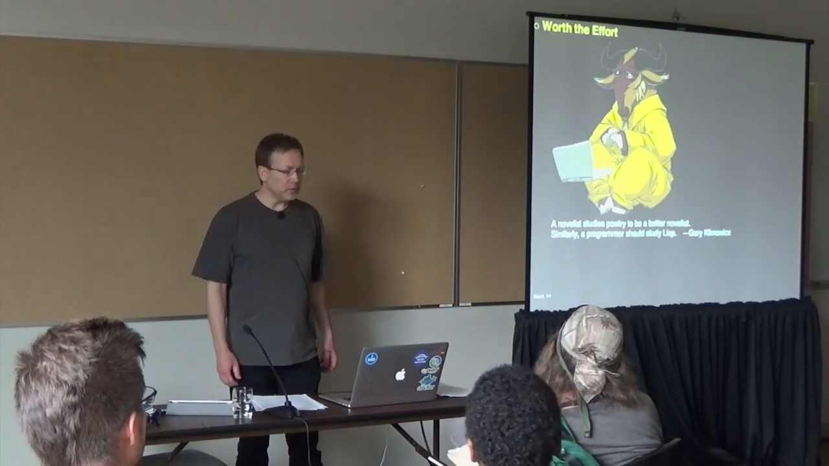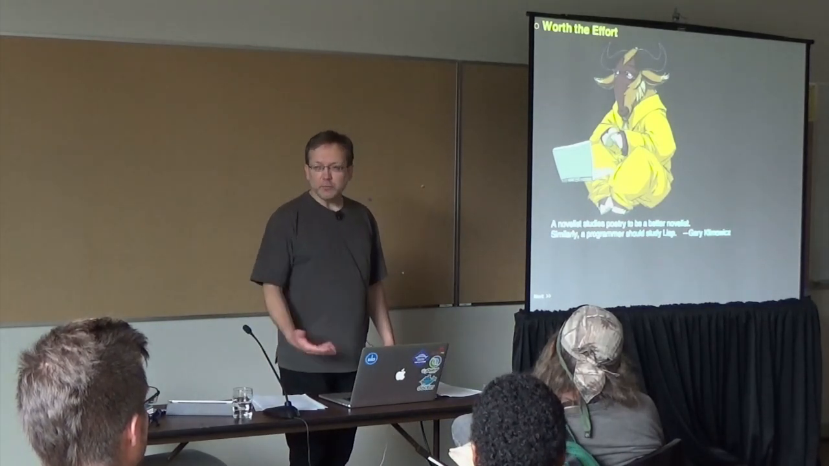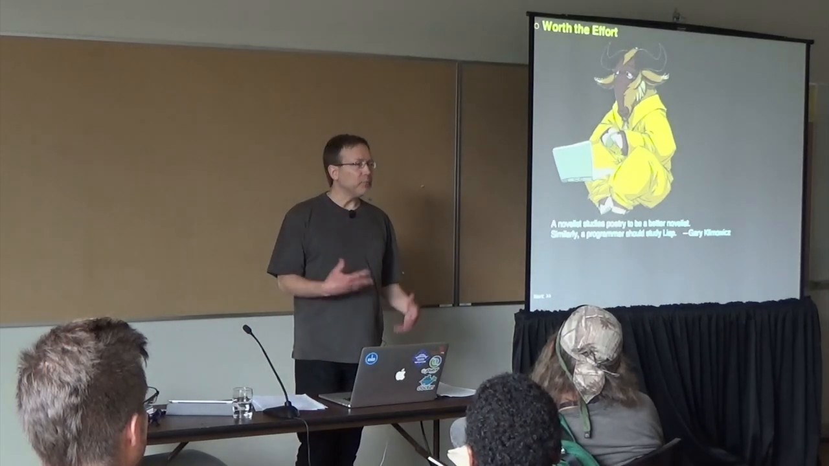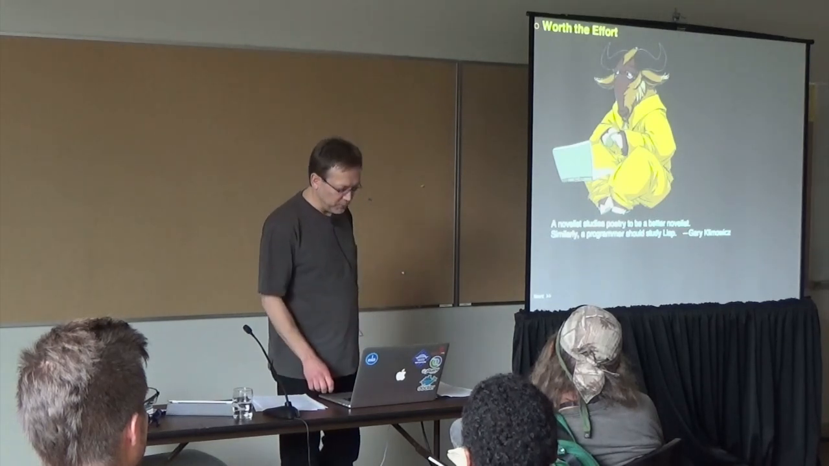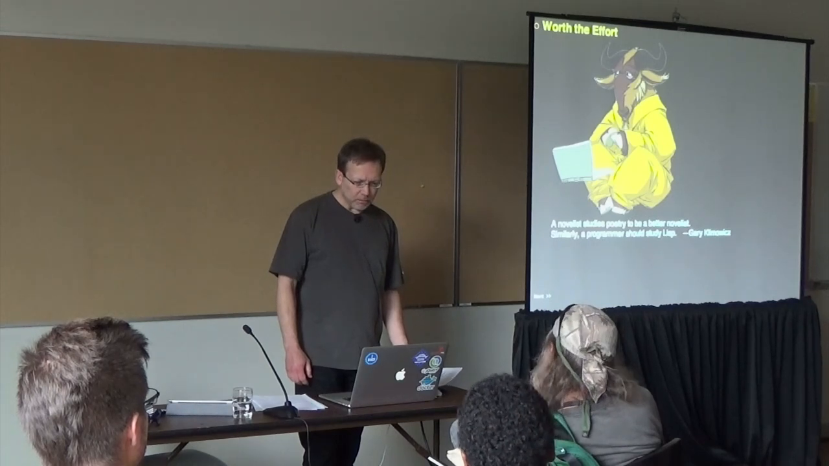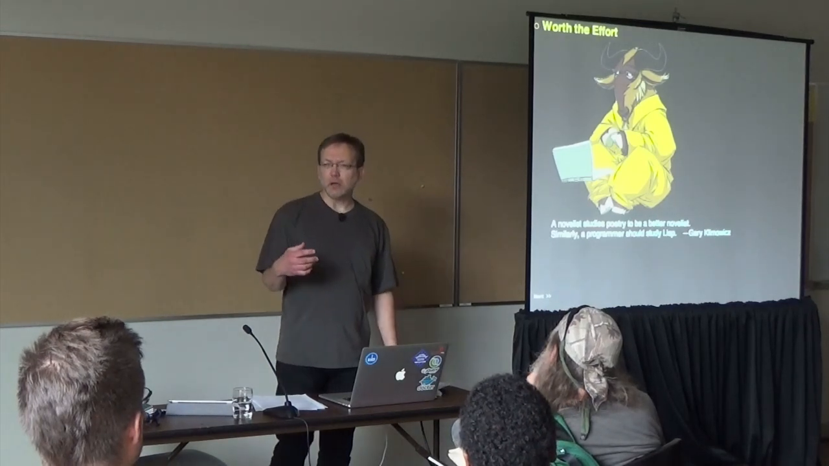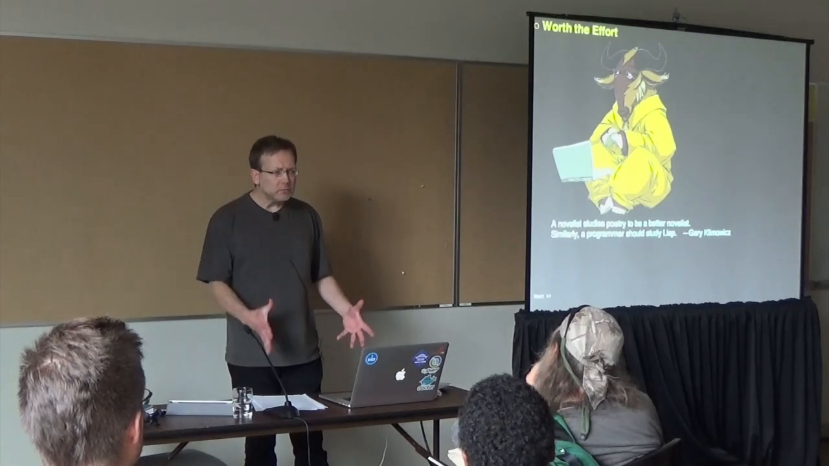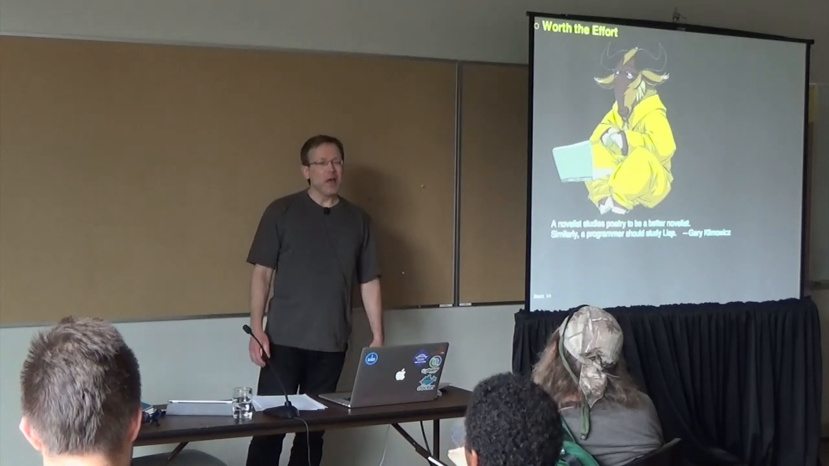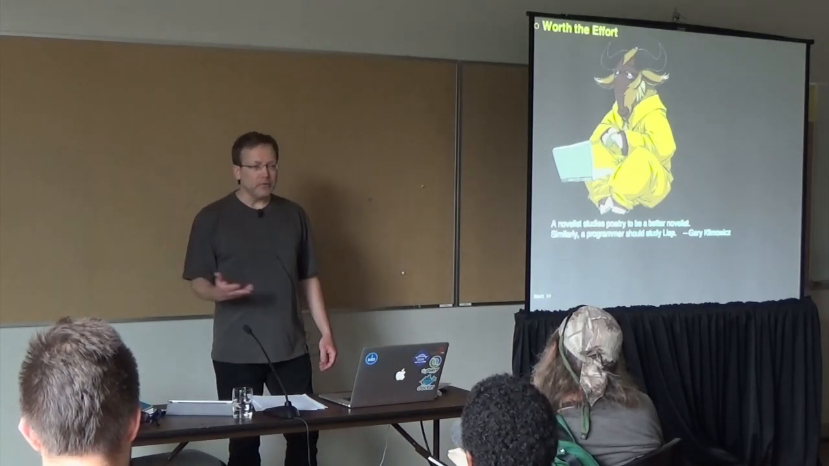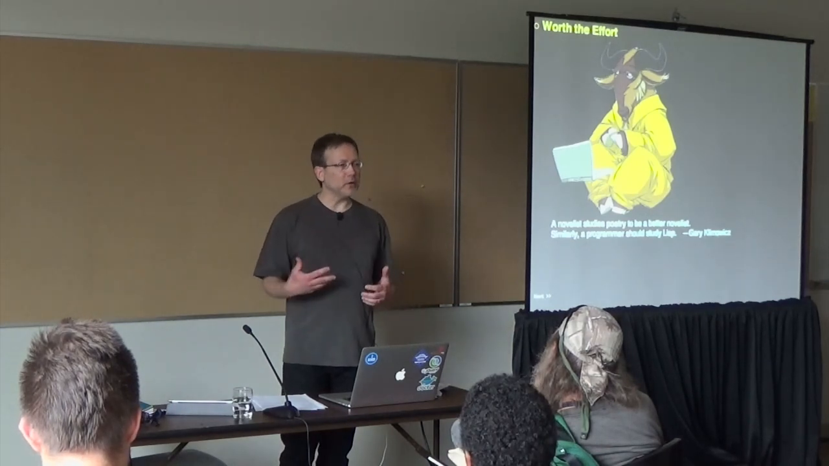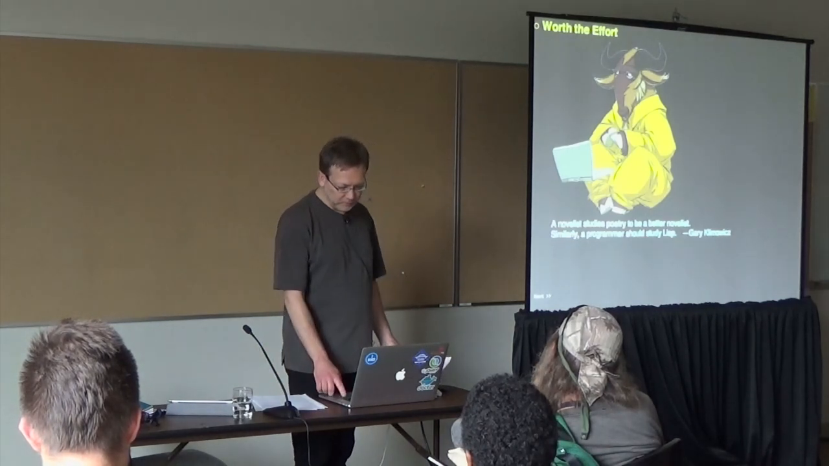I got this great quote. A novelist studies poetry to be a better novelist, and in the same way programmers should learn Lisp to make you a better programmer. Who's the guy who wrote Ruby? Matsumoto. Yukihiro Matsumoto. Yeah, I can never pronounce his name. Matz, right. So Matz has been quoted as saying that's how he learned how to program, by reading through the Emacs Lisp code.